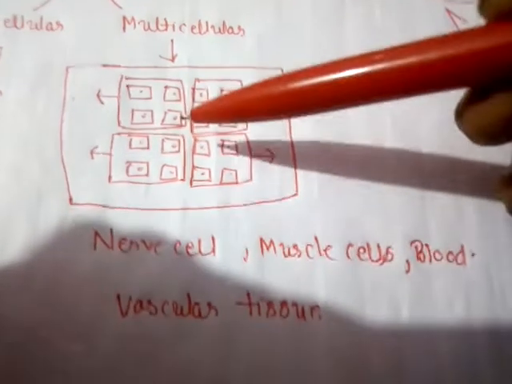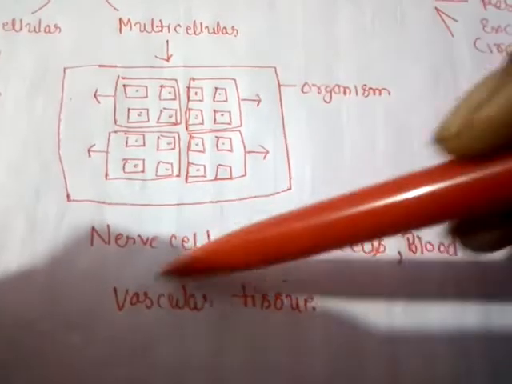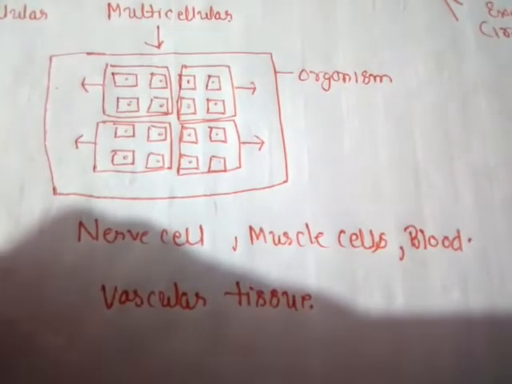For suppose in the case of humans, a group of cells that is called nerve cells, they perform the function of carrying the messages throughout the body.